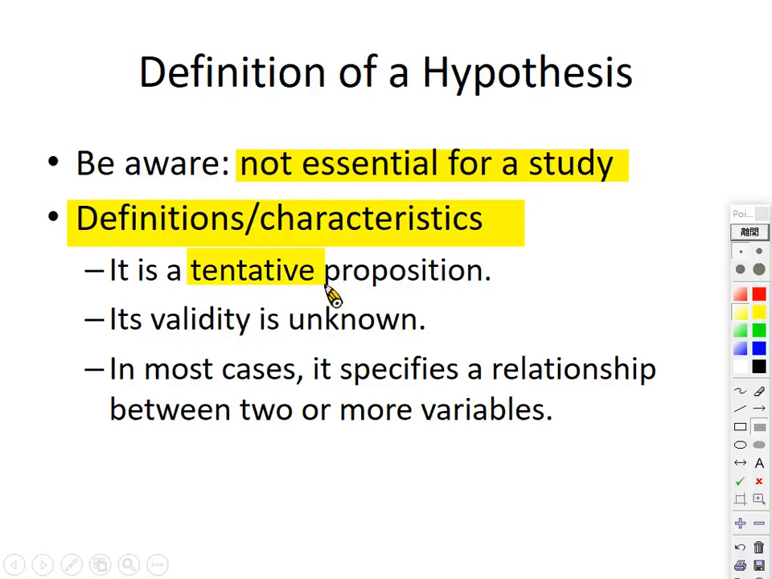Okay, for now, temporary. And its validity is unknown because it is a tentative, reasonable explanation based on my own judgment, right? So whether it is valid, I have no idea yet. So I have to test it. Okay, so the validity is unknown. And in most cases, it specifies a relationship between two or more variables. Most cases. Of course, there are some few cases not quite so. For example, this is the pee. It's very simple, right? So this is not one of the most cases.